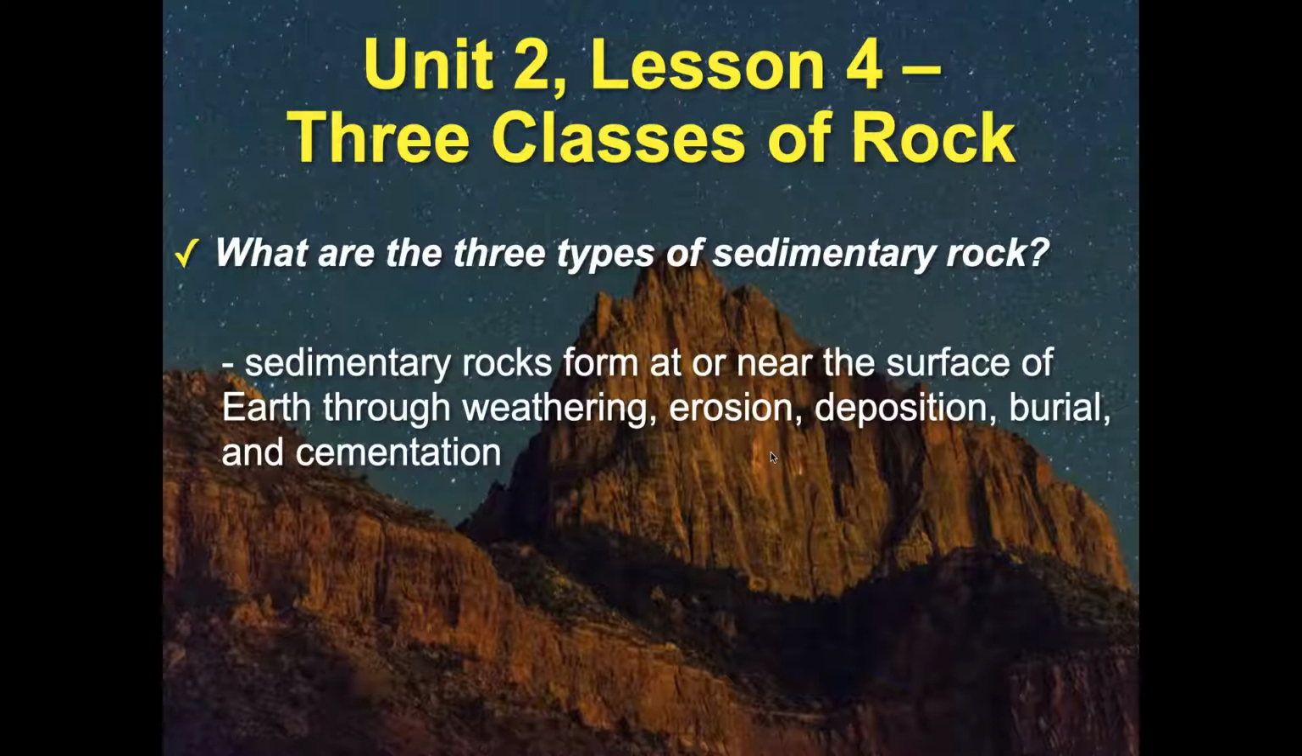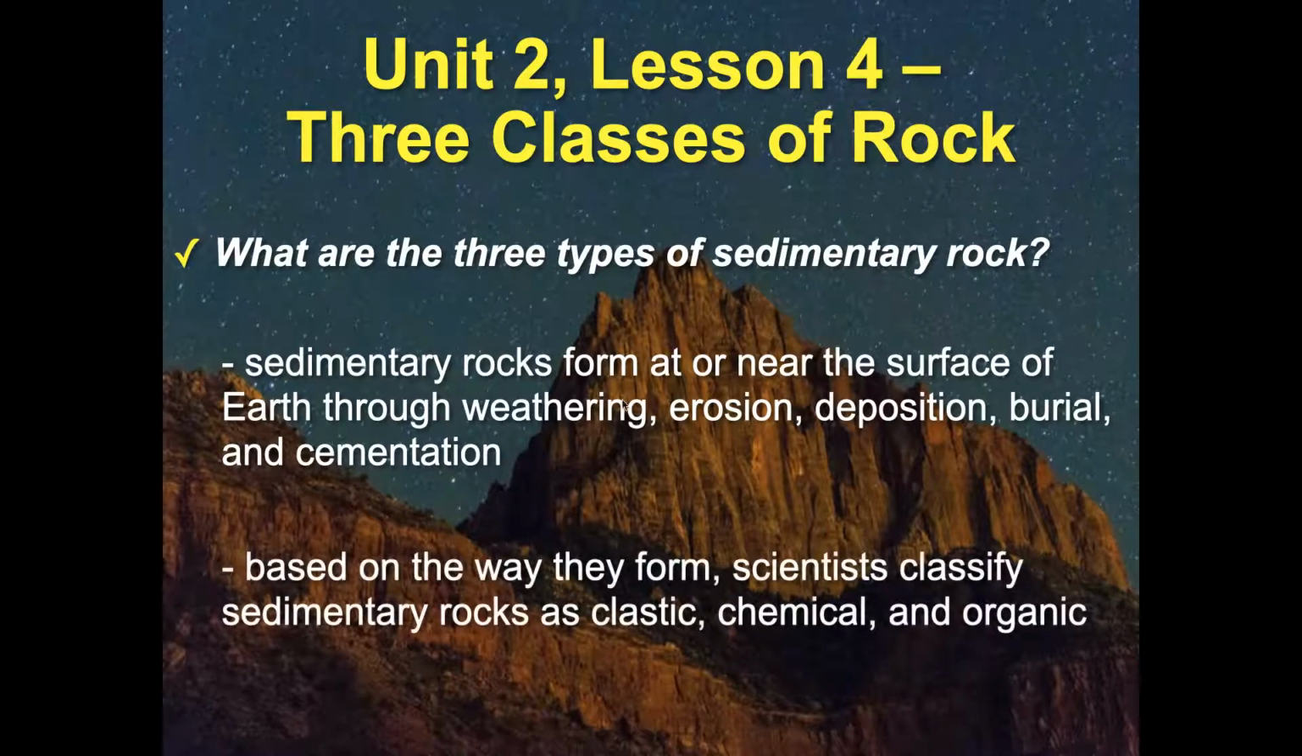Sedimentary rocks form at or near the surface of Earth through our three things: weathering breaks it, erosion takes it. When it all stops, deposition drops. Okay, and then burial of pieces, and then what's called cementation. So their varieties are based on the way they form. And the three types of sedimentary now are clastic. That's a weird looking word, C-L-A-S-T-I-C, chemical, and organic.